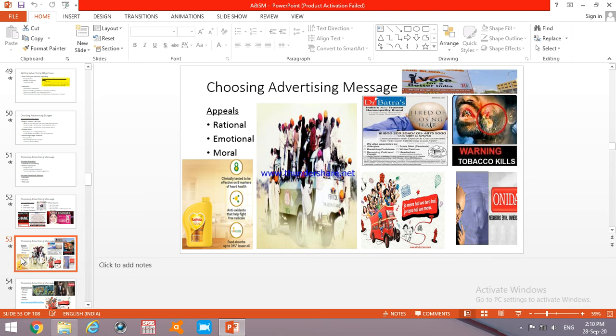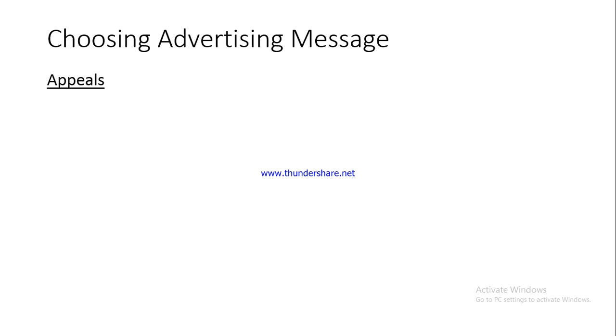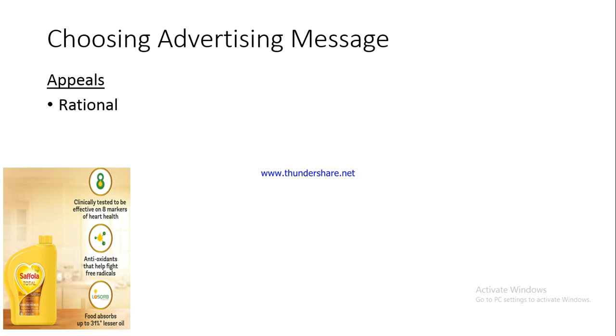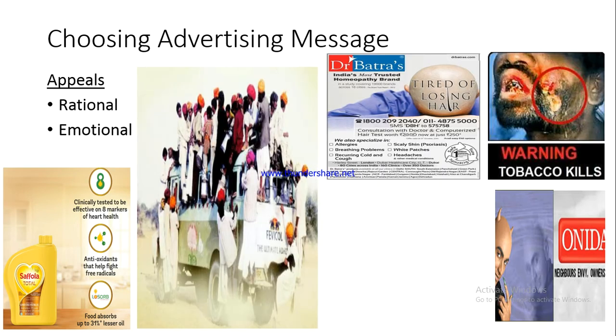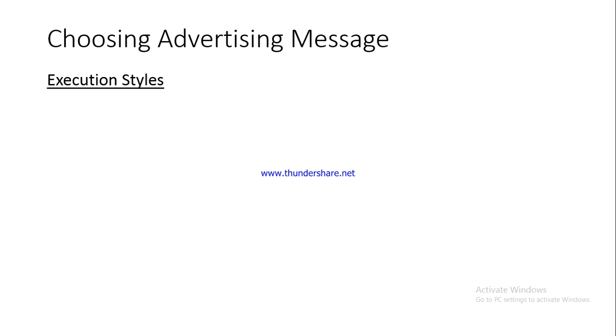So now that we have understood one more aspect of the appeals and where to use which kind of appeal, let us now move over to the second aspect, which is basically execution style. So how do you actually execute the advertising message? What do you actually show? Yes, you have taken care of the appeal. So you decided, for example, that your appeal would be joy. But how then do you depict that joy?